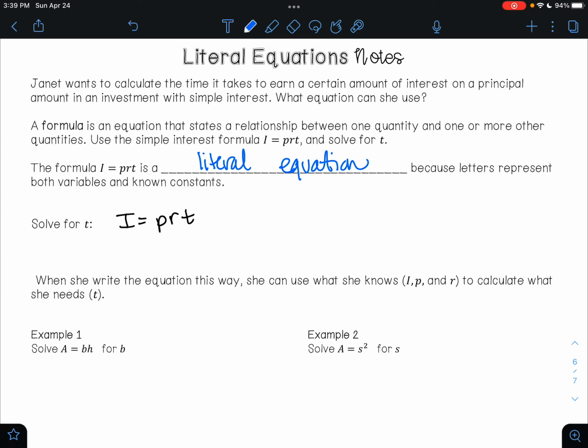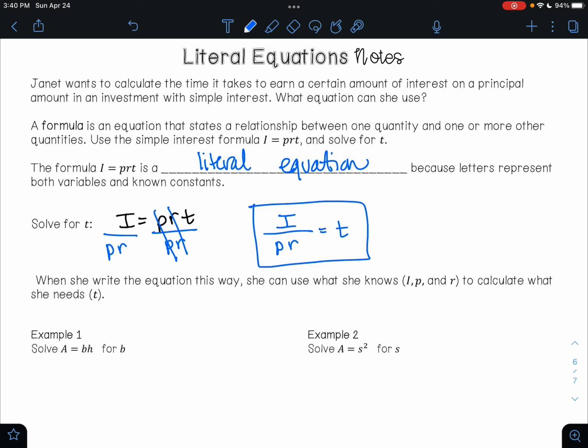Well, to undo multiplication, I am going to do division. T is being multiplied by P and R, so I am going to divide by P and R. So on the left side, I have I divided by P times R. And on the right side, the P's and the R's cancel, and that just leaves me with T. T is alone, so I have solved this equation for T. When she writes the equation this way, she can use what she knows, I, P, and R, to calculate what she needs, T.